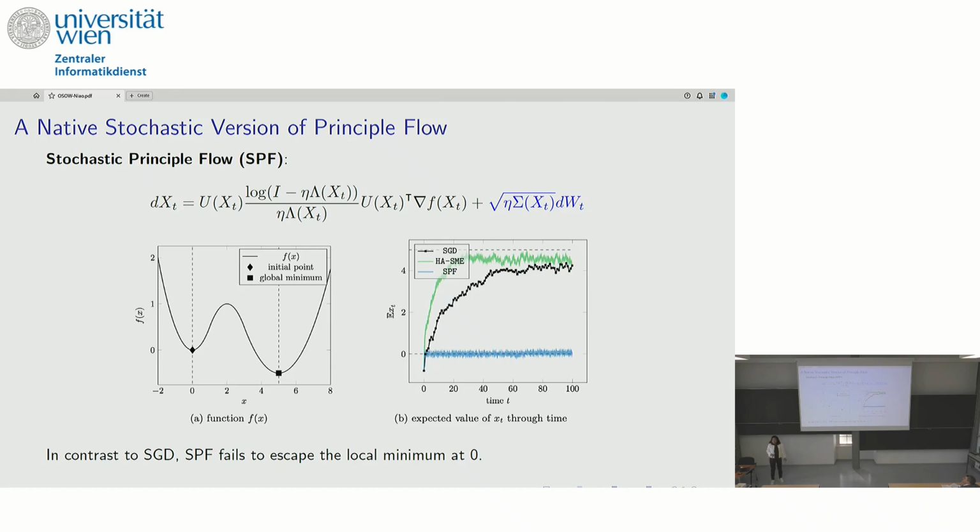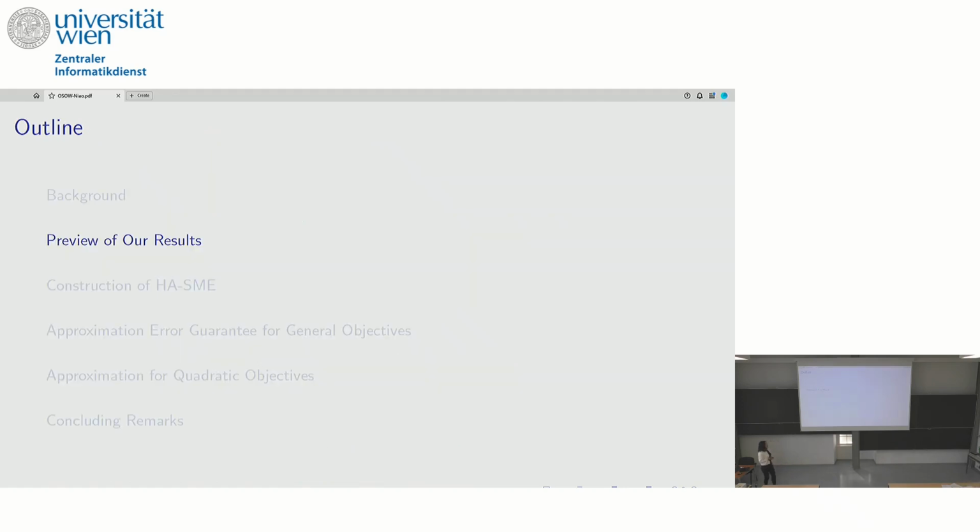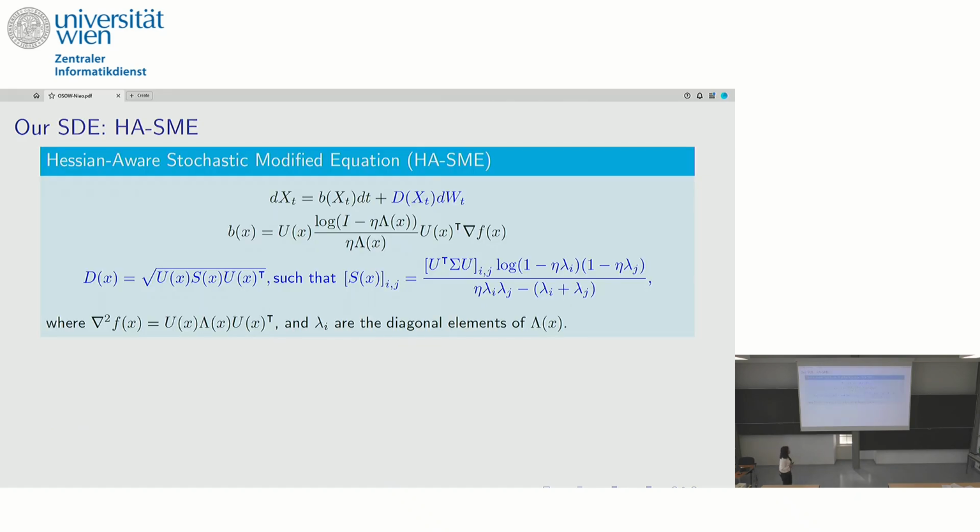I guess smart people probably already have an answer to that, right? It's because we're not really including the Hessian information in the diffusion term. We need to also incorporate this Hessian information, not just in the drift term, but also in the diffusion term. That's exactly where our contribution is. I'm not sure if I will have enough time, but let me first give you a preview of our results, and then we'll see if we have time to go into the details.